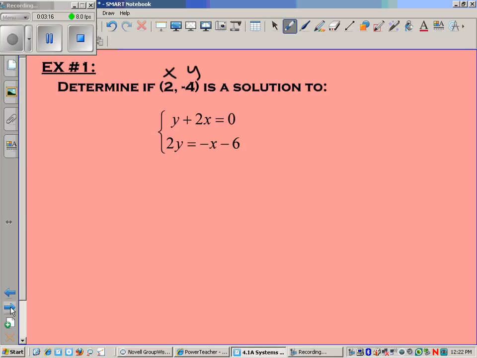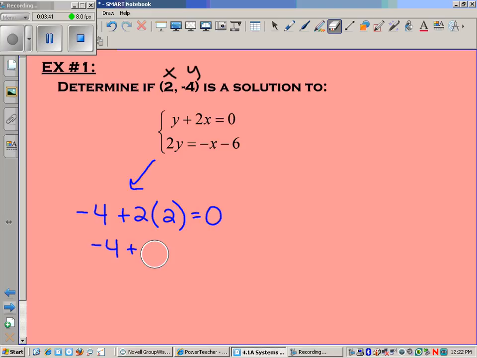But it has to work for both equations in order to be a solution. So I'm going to plug it into my first one. My first equation says y, but instead of y, I'm going to plug in a -4, plus 2 times x, but instead of x, I'm going to plug in a 2. And hopefully that equals 0. If it does, I know that that's a solution to that part of my equation. When I simplify this, -4 plus 4 does equal 0. So I know the point at least works for my first equation.